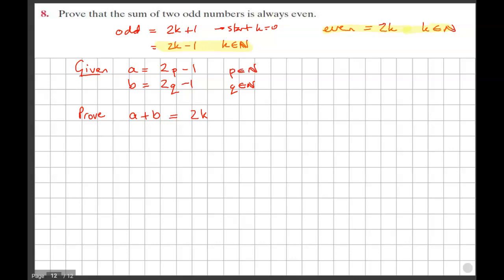So how do we describe it as even? We say it's 2k. I've chosen k, but to be honest, it could be any letter. So that's what I'm being asked to prove. So what is my proof?